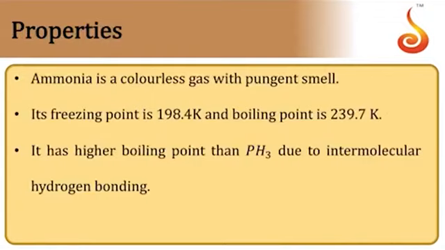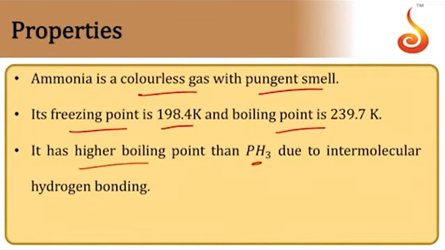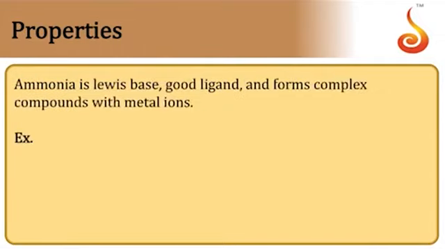Then properties. Ammonia is a colorless gas with a pungent smell, and the freezing point is 198.4 Kelvin and boiling point is 239.7 Kelvin. It has a higher boiling point when compared to PH3. That is because ammonia has intermolecular hydrogen bonding. So ammonia is a colorless, pungent smell gas, with a higher boiling point when compared to PH3 because of intermolecular hydrogen bonding.